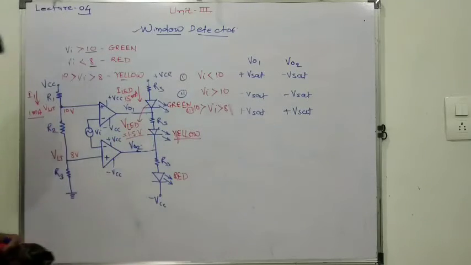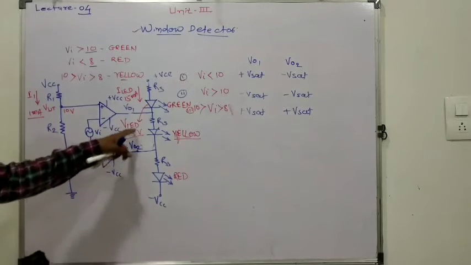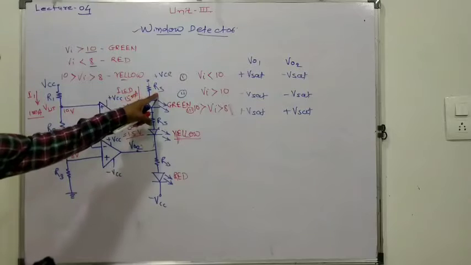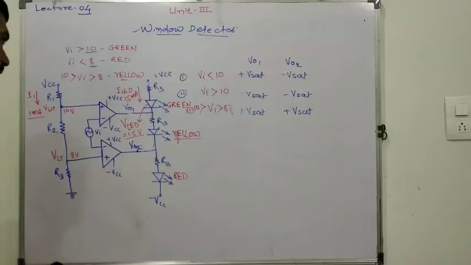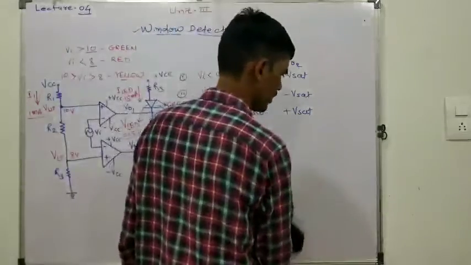So that is nothing but the voltage drop across the LED. During calculation, if we have to calculate the RS, at that time we have to consider VLED is equal to 1.5 volt. So this is all about the assumption. So now let us solve the problem.